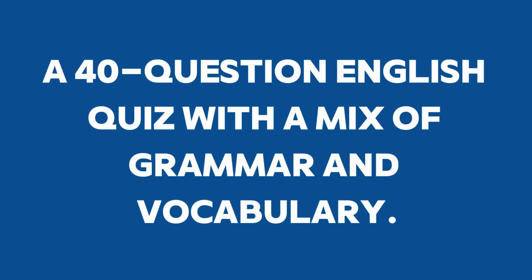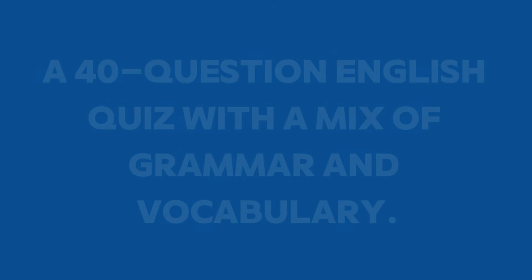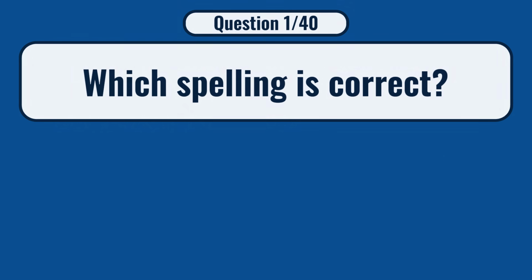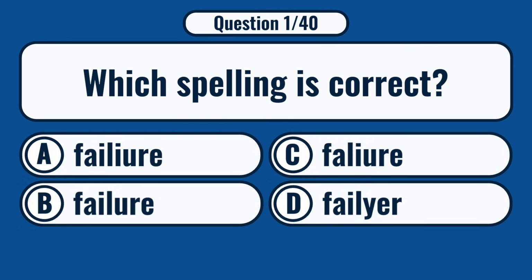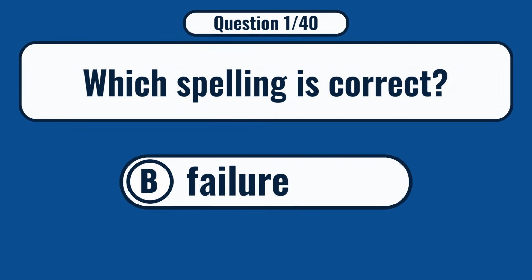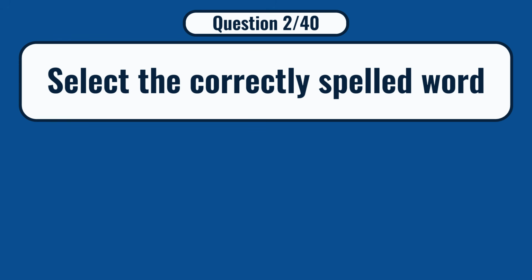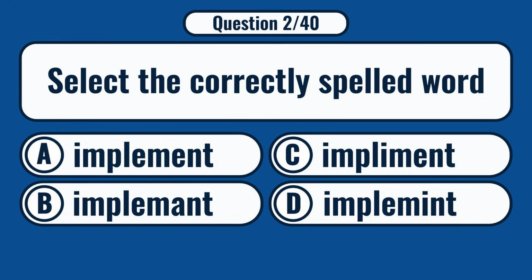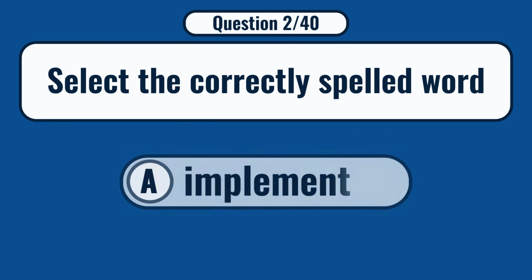A 40-question English quiz with a mix of grammar and vocabulary. Start now and test your knowledge. Which spelling is correct? Answer B, failure. Select the correctly spelled word. Answer A, implement.